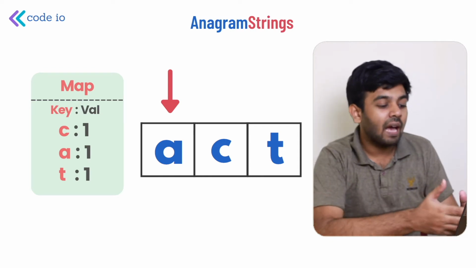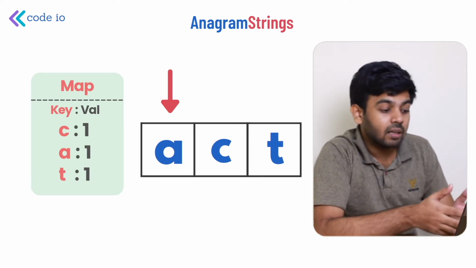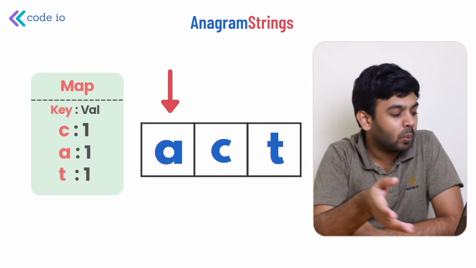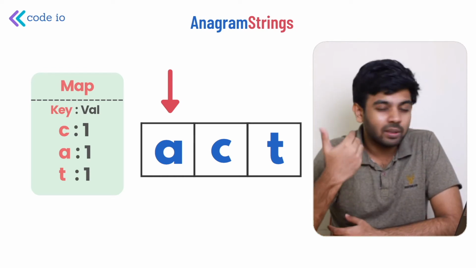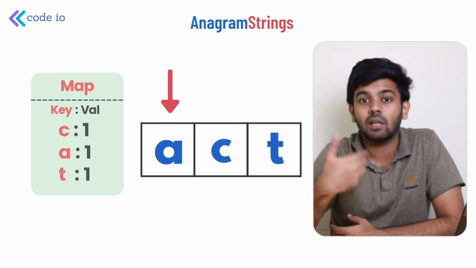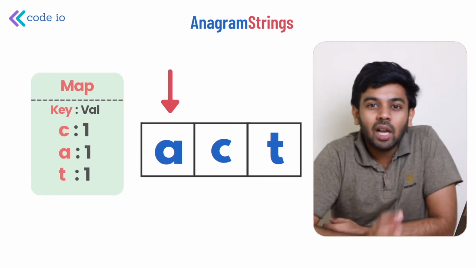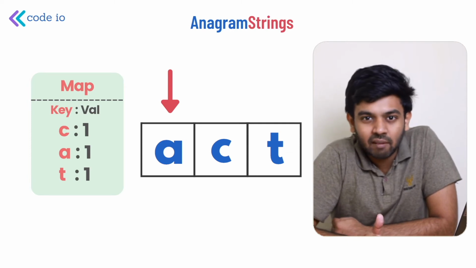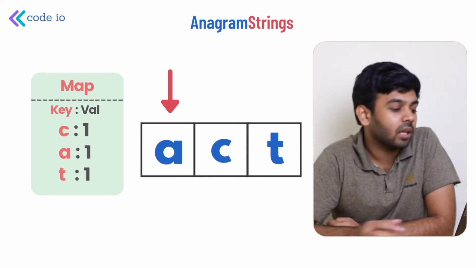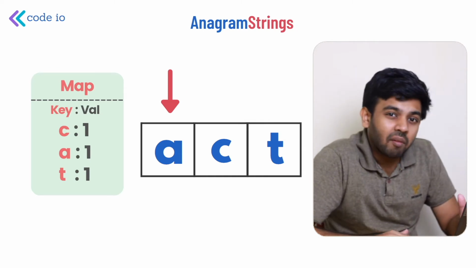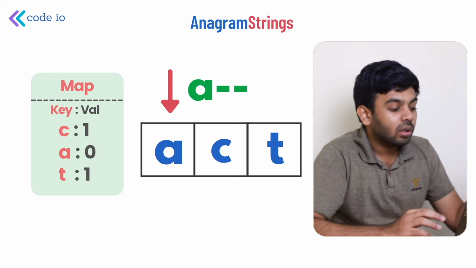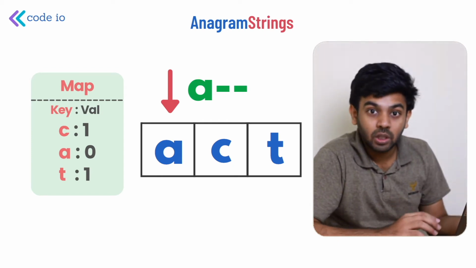So here we have the word act, and these characters have been inserted into the map and the corresponding value is 1. A is present in the string 1 time, C is present in the string 1 time, and T is present in the string 1 time. So this is the value of the hash map at the end of the first traversal, and in the second string's traversal we will decrement the values of it. So the first character that we have here is A, and we will decrement the value of A in the map. So the value of A in the map becomes 0 now.